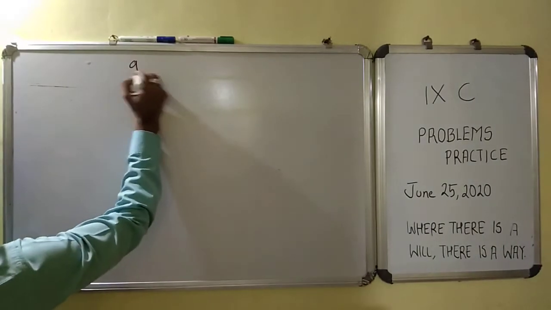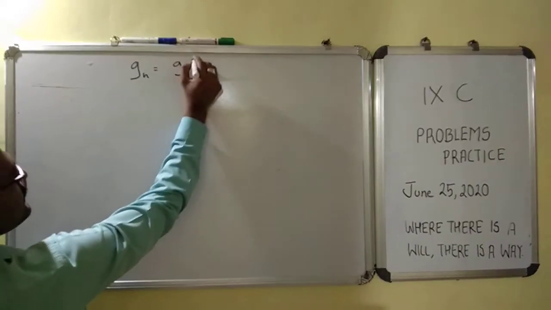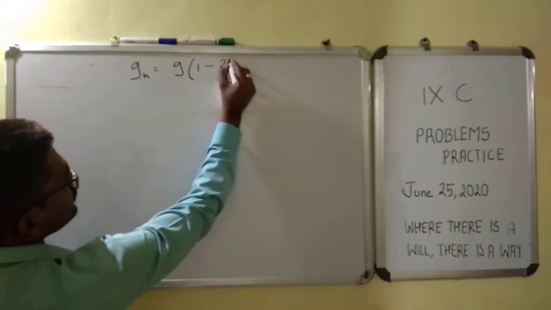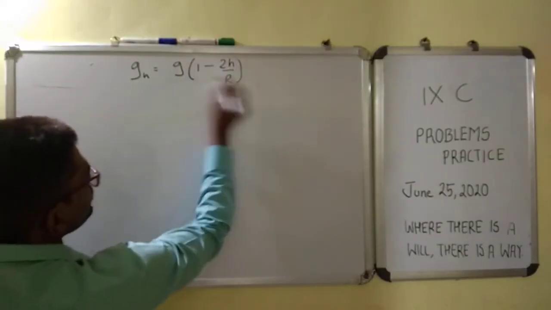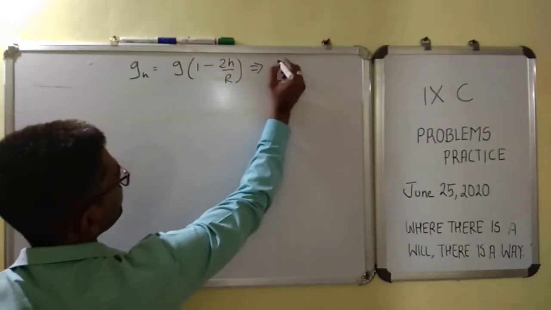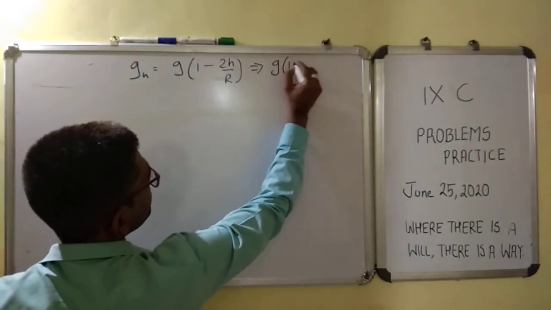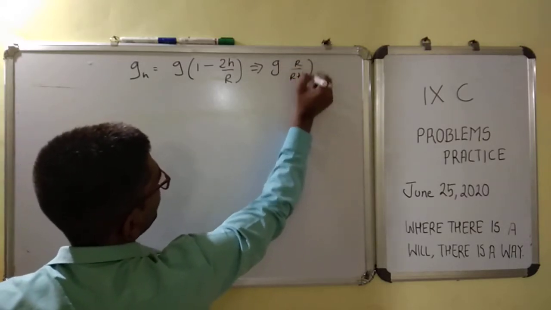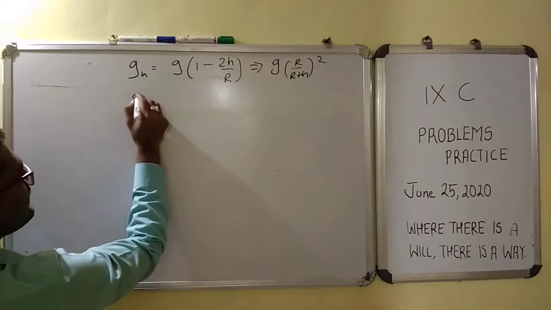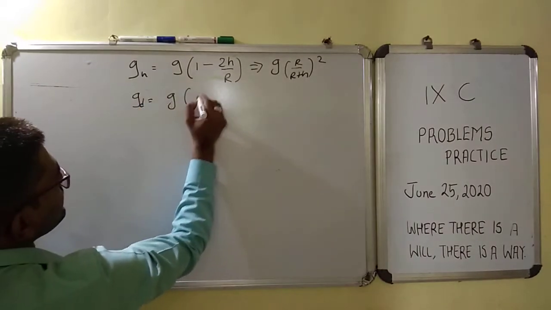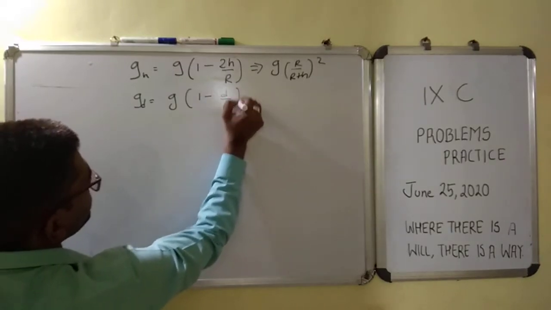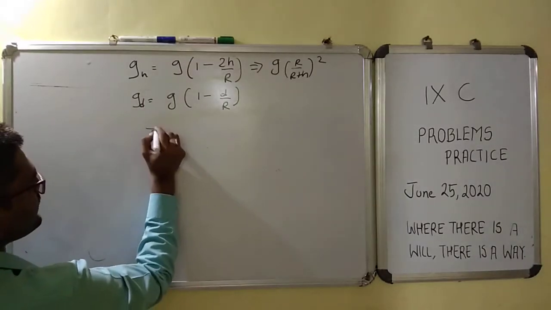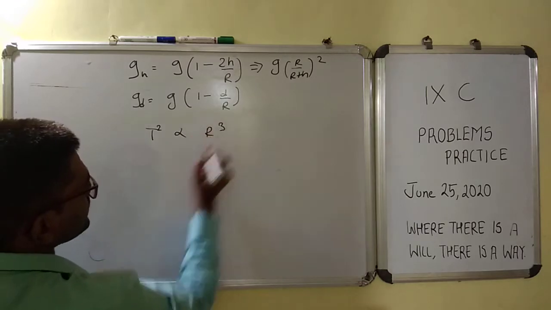We have g at height h equals g into bracket 1 minus 2h upon R. One more formula, for the same thing at higher heights, is g into R upon R plus h, the whole squared. For depth we have g into bracket 1 minus d by R. Then we have used T squared is directly proportional to r cubed from Kepler's law.